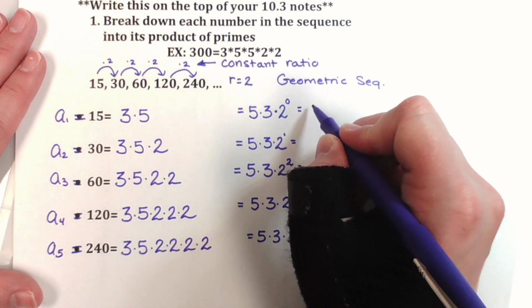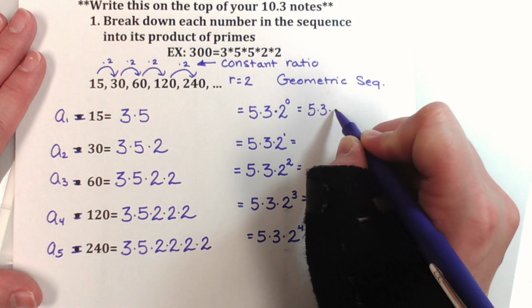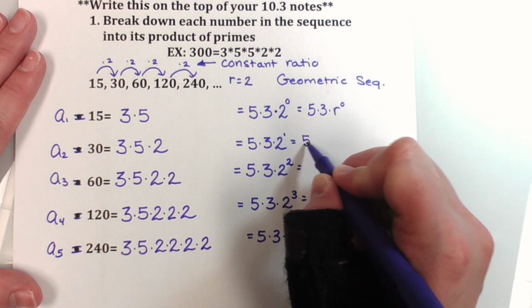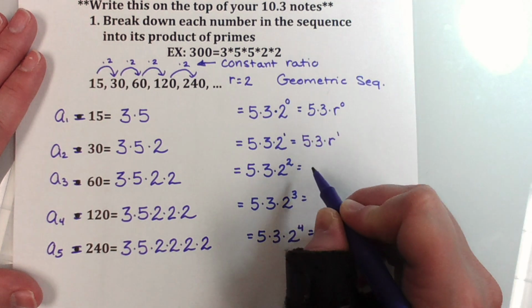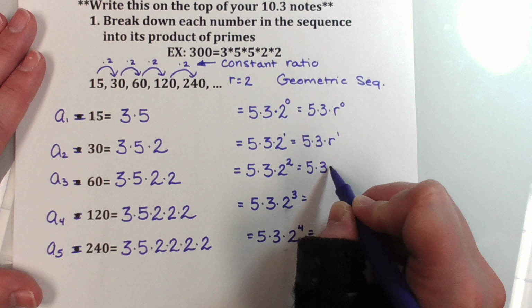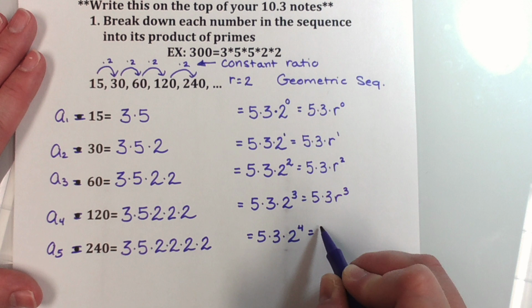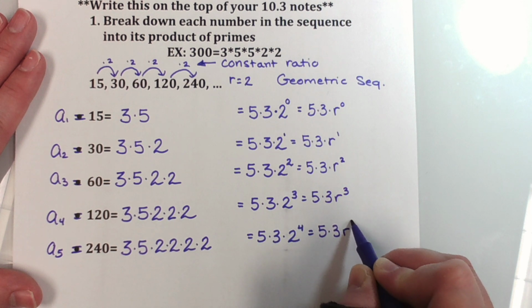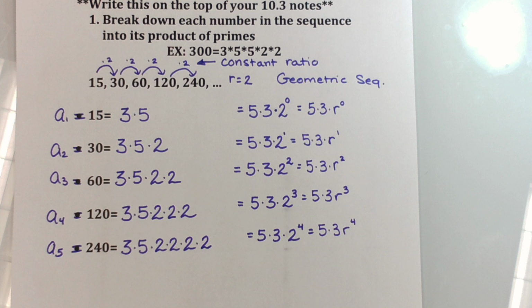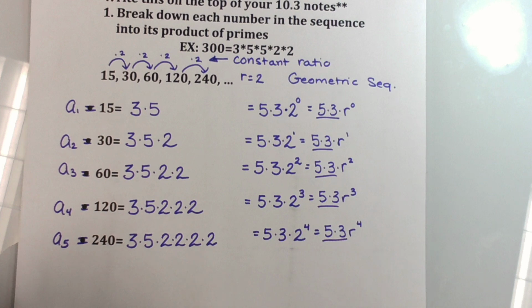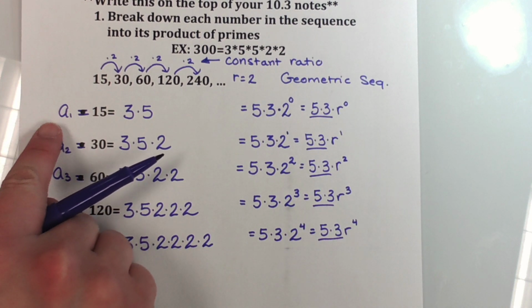So this first one is 5 times 3 times r to the 0th power, because r is 2. The second one is 5 times 3 times r to the first power. 5 times 3 times r to the second power. 5 times 3 times r to the third power, etc. Now each of them has this 5 times 3 in common, and that 5 times 3 comes from a sub 1. It's the first term in the sequence.